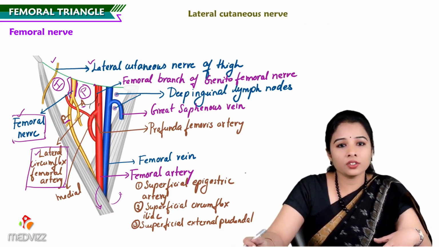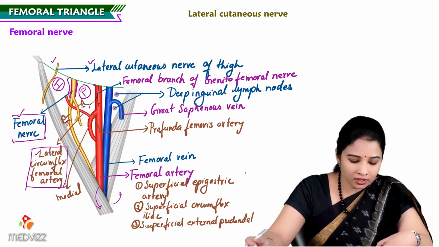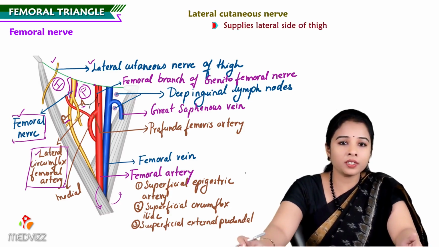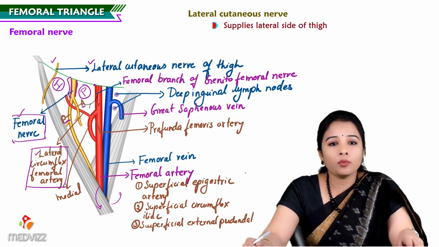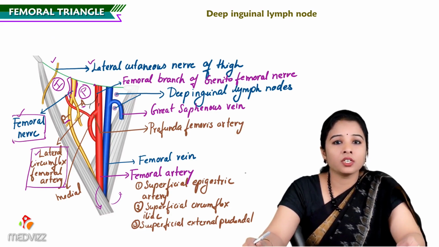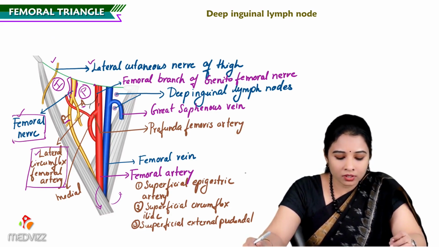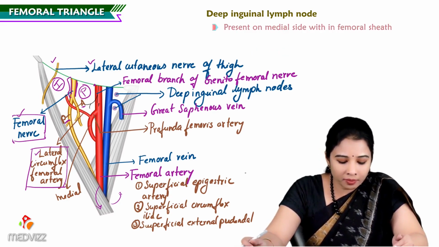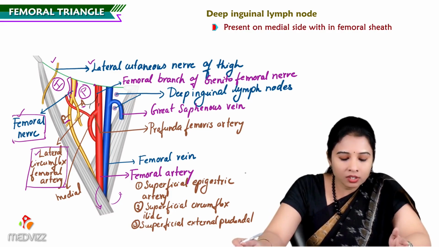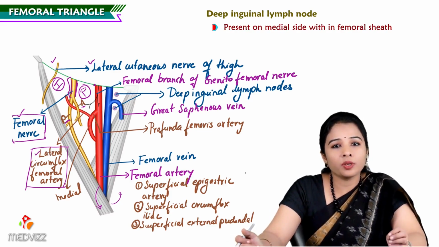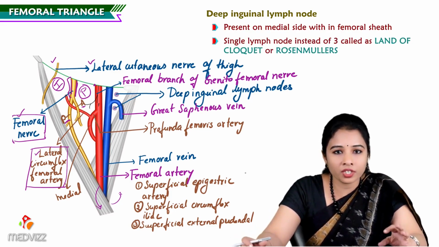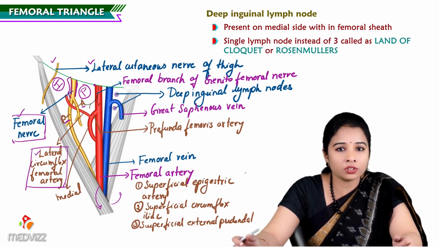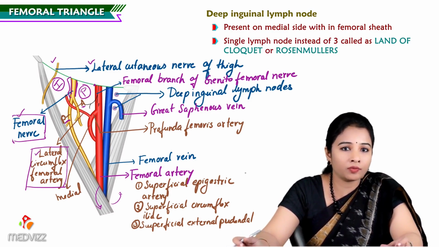Next, about the lateral cutaneous nerve of thigh. Here is the lateral cutaneous nerve of thigh which is present most laterally and supplies the lateral side of the thigh. Talking about the deep inguinal lymph nodes, they are usually 3 in number, upper, middle and lower, and they are present on the medial side within the femoral sheath. Sometimes you may find a single lymph node instead of 3. In that context, we call it the gland of Cloquet or Rosenmuller's deep inguinal lymph node.